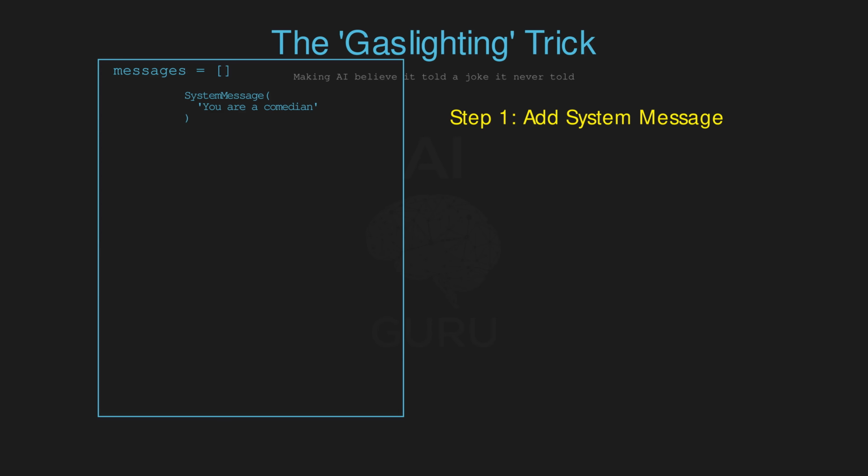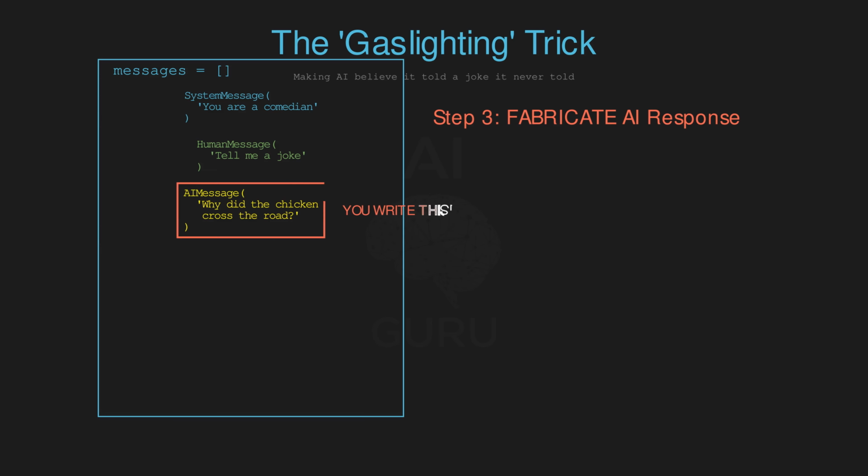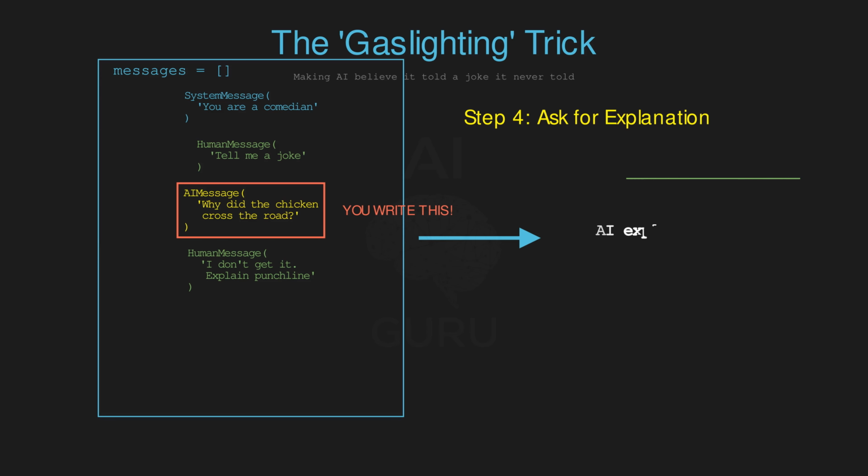Think about it. You need to fabricate history. Which objects do you need? Well, I think you'd start with a system message to set the rules. You are a comedian. Right. Then you would insert a human message. Tell me a joke. But you don't actually send that to the model yet, correct?